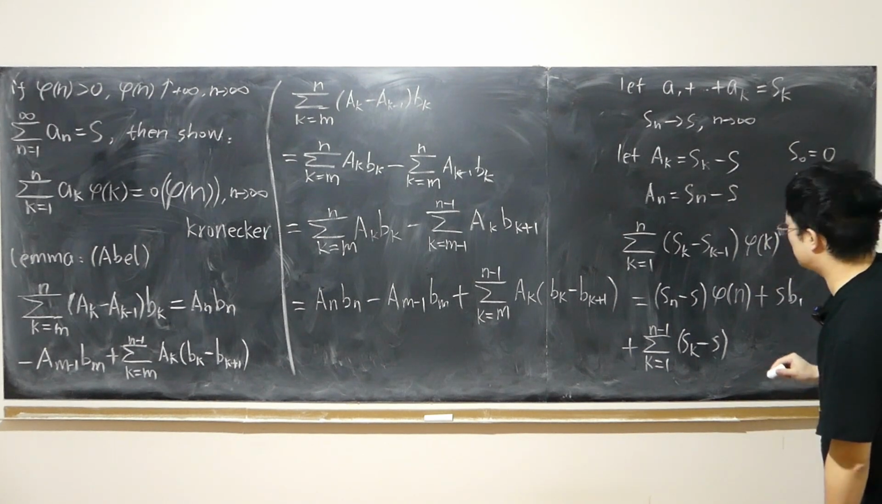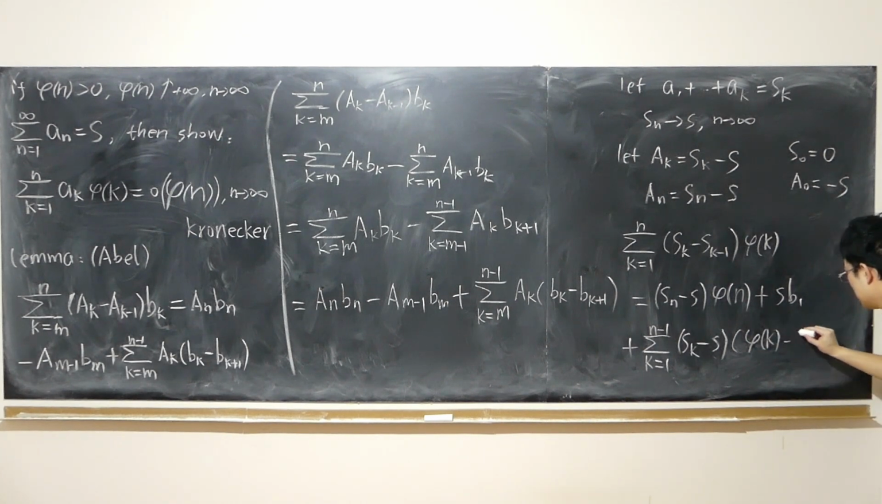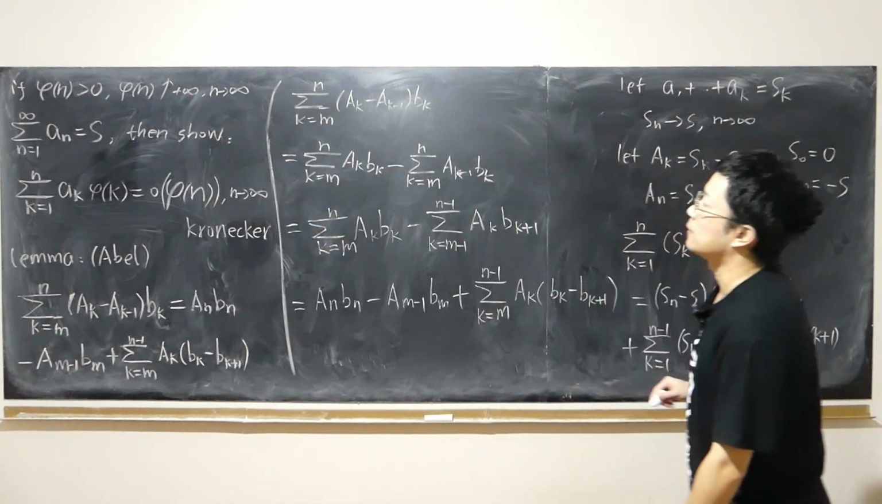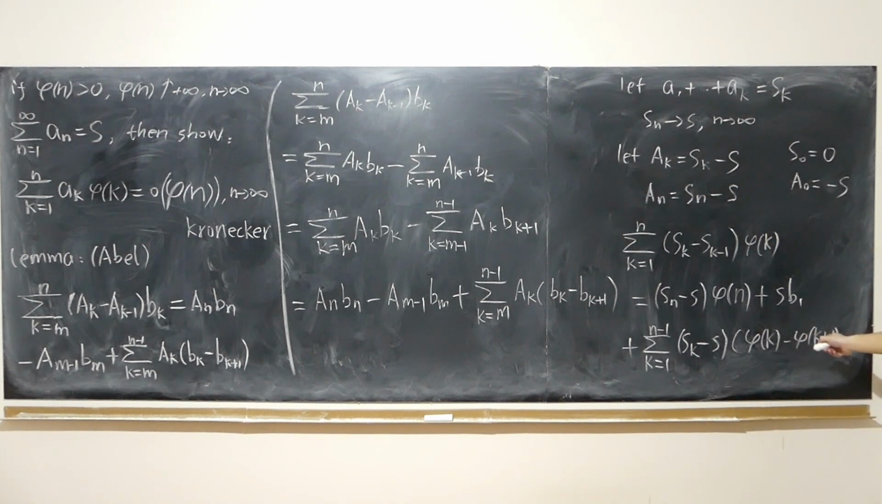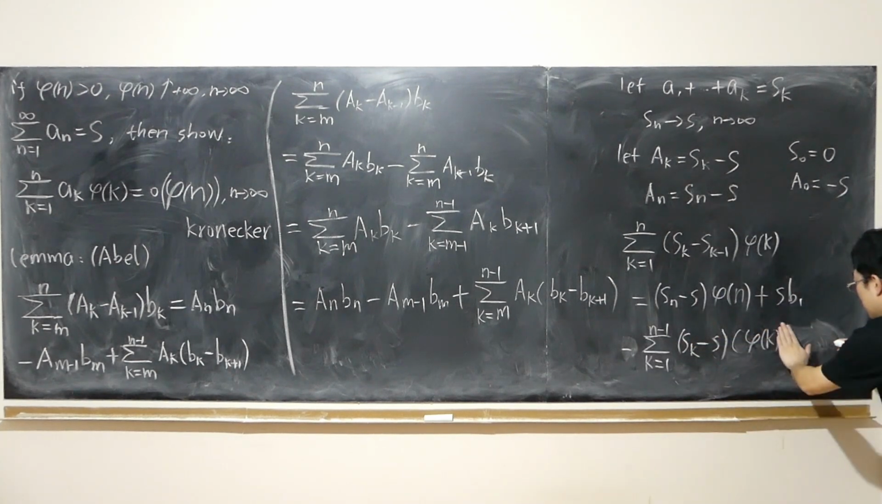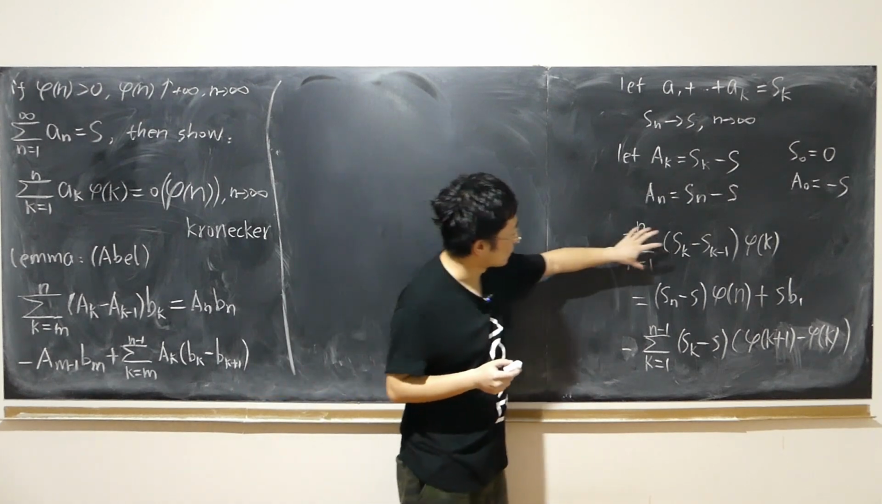Times BK plus, like I said, BK is phi of K minus phi of K plus 1. Maybe I want to switch those two, because phi of n is increasingly approaching positive infinity, just to make sure it's positive. So this becomes minus phi of K plus 1 minus phi of K. Now I've reached this result equal to that.